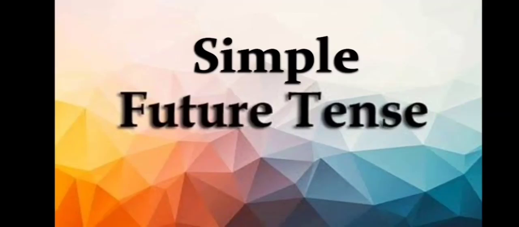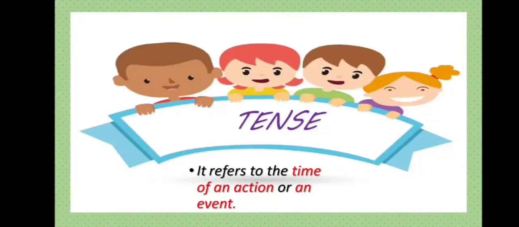Today we will study about the simple future tense. Now, before starting with the simple future tense, we need to recall about the tense. Tense refers to the time of an action or an event. So, a tense specifies the time at which a particular event takes place. And you know that there are three tenses: present tense, past tense, and future tense.